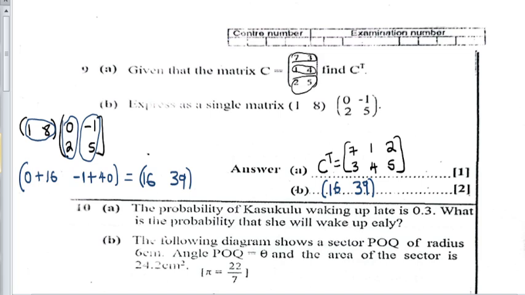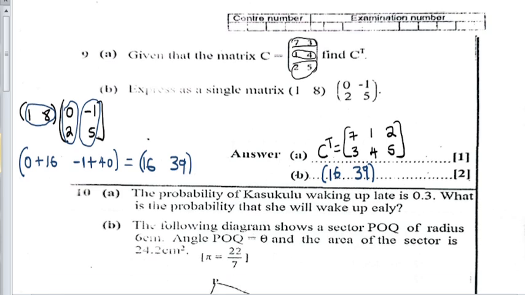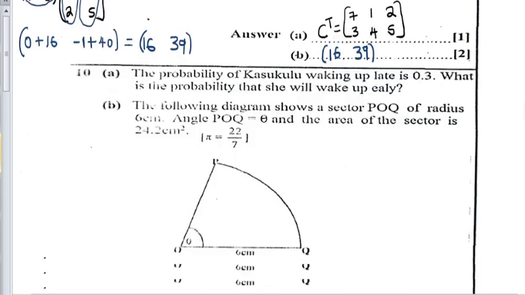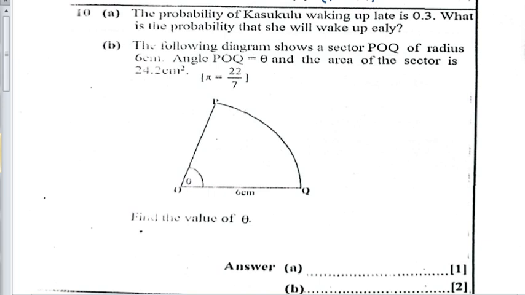Alright, so we're going to look at question 10, which is the last question for this video. Then proceed again in the next video with the remaining questions. So we have question 10 there, part A and part B. So we start with part A, the probability of Kasukulu waking up late is 0.3. What is the probability that she will wake up early?